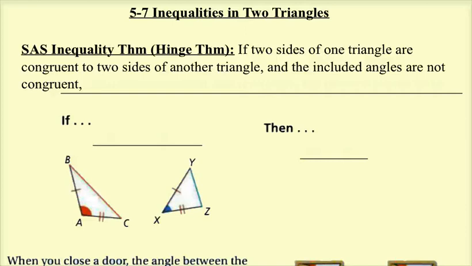This is lesson 5-7, inequalities in two triangles. So the first thing that we're going to learn is called the side-angle-side inequality theorem. This is also known as the hinge theorem.